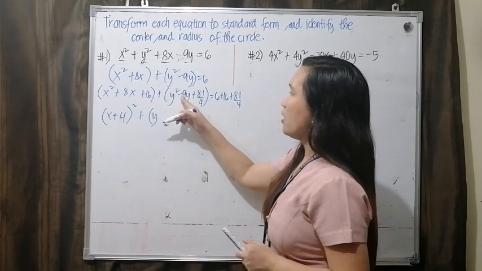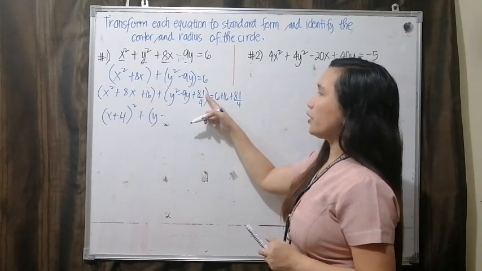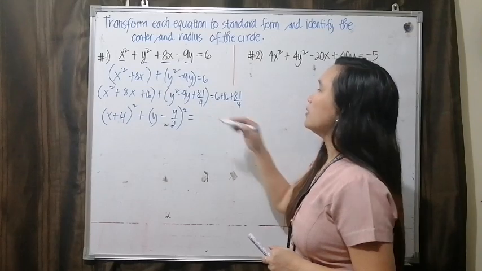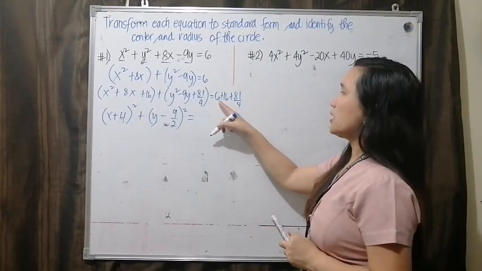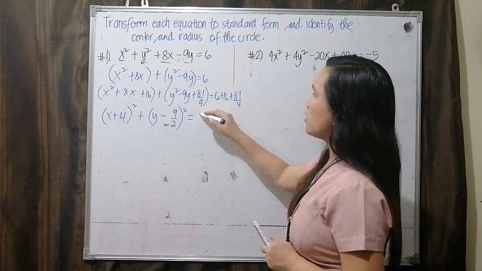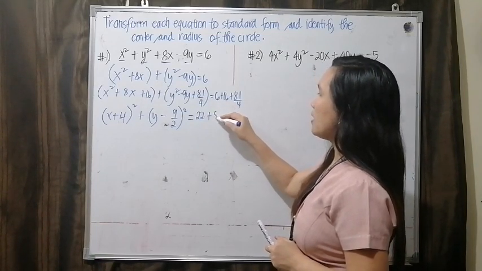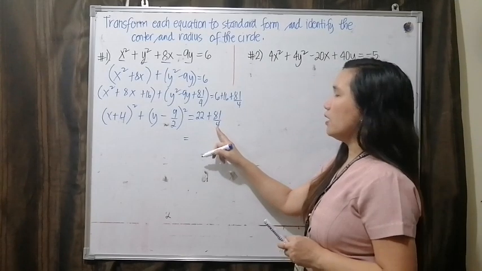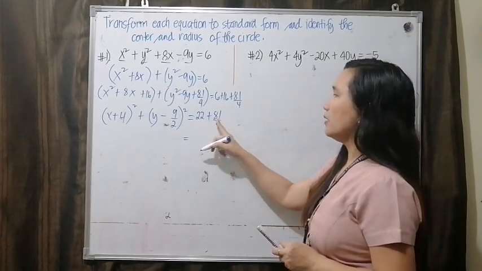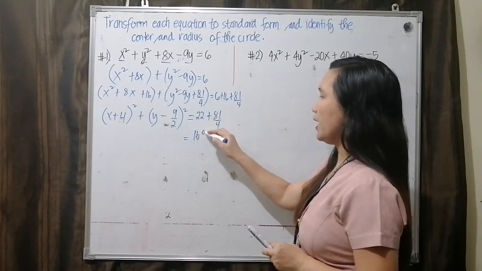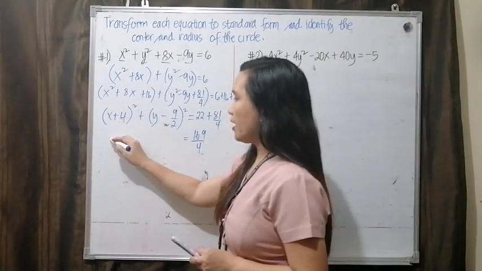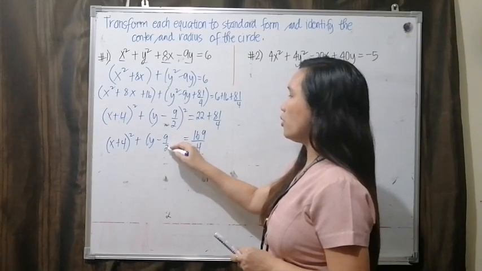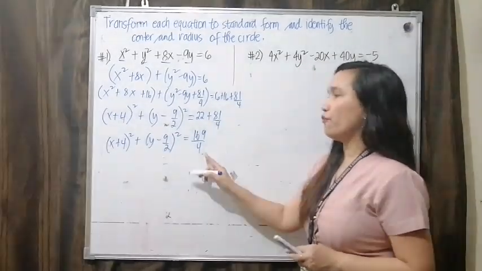Square root, sign, square root. The square root of 81 over 4 is 9 over 2, quantity squared. Then 6 + 16 is 22, plus 81/4. Okay, then simplify this one. 4 times 22 is 88, plus 81 is 169 over 4. Then copy the other side of the equation. (x + 4)^2 + (y - 9/2)^2 = 169/4.